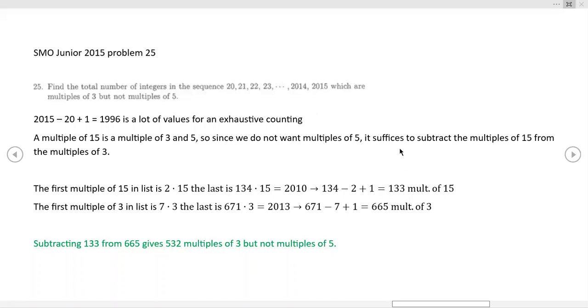And just like we said we had to do at the beginning, we have to subtract this value from this value. And so you actually get 532 multiples of 3 that are not multiples of 5. I thought it was a nice little problem. Let me know what you thought, and let me know if you think of a more efficient way to do it.